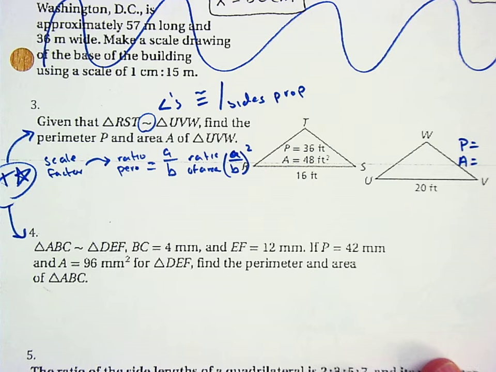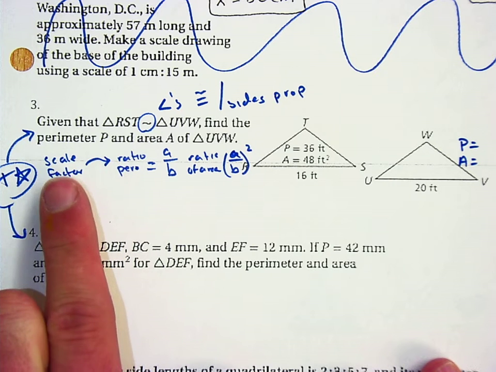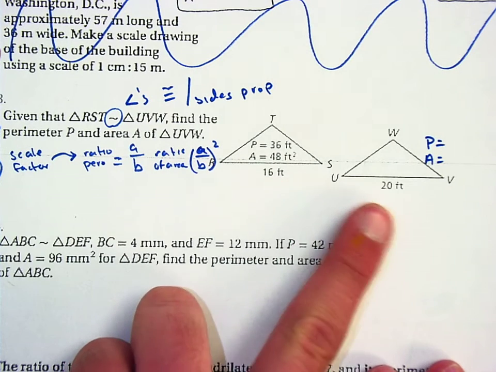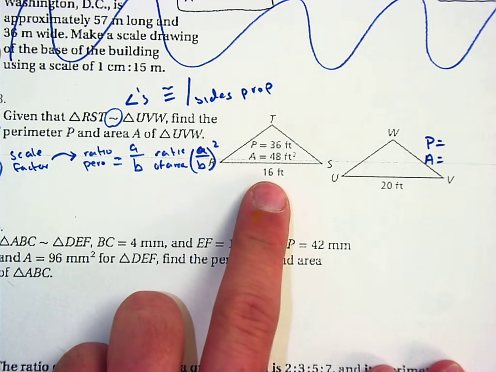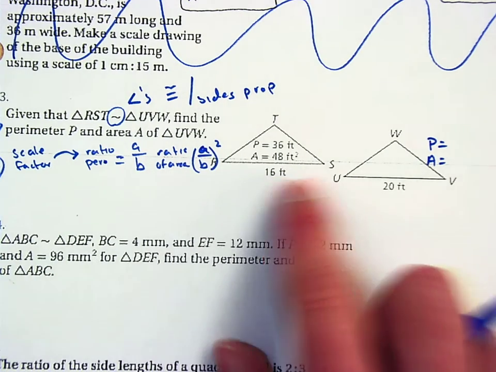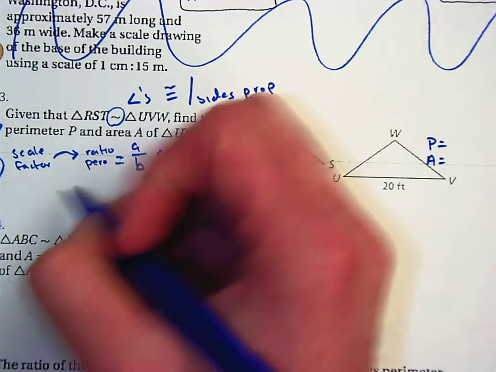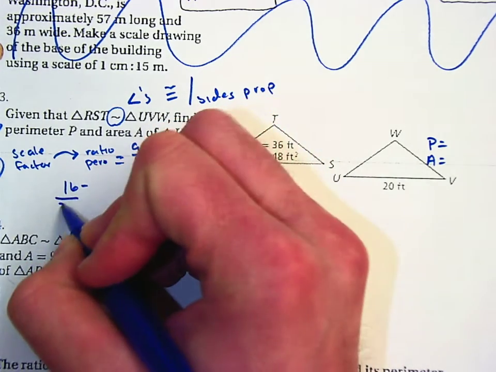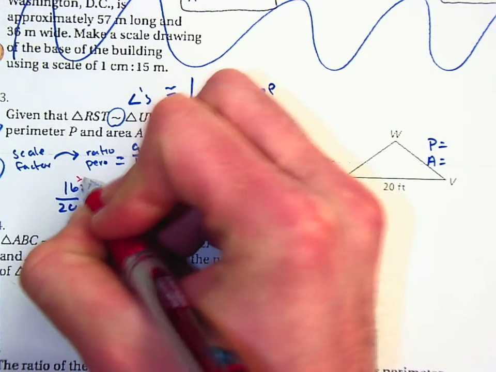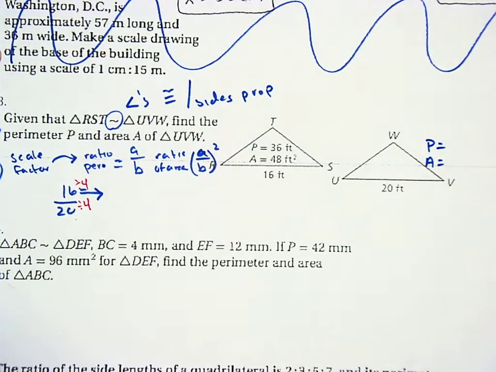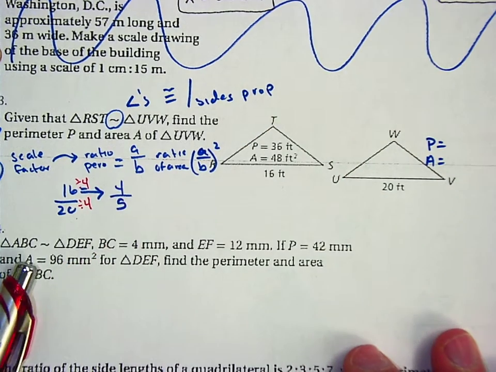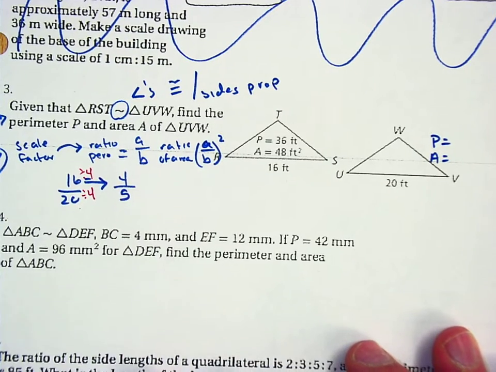Well, we need to start this problem then by finding our scale factor. And to do that, we just put one side over the other. So I'm going to do 16 over 20, or in other words, small over big. Well, 16 over 20 reduces by dividing by 4 on top and bottom, and you get 4 over 5. Well, that's my A over B. That's my ratio of the perimeter.